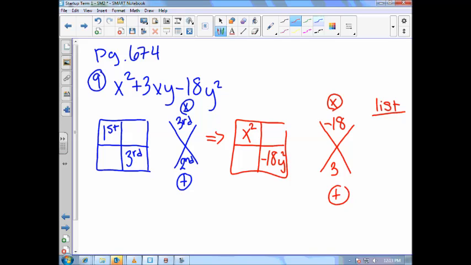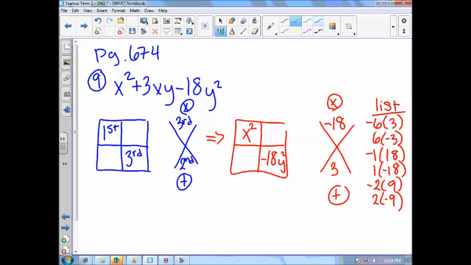Jonathan, what times what is negative 18? Good. And then we can do the reverse of that, right? Positive 6 times negative 3 by moving the sign. Lowell, what else times what is negative 18? What other two factors do we have? Yep. And then the reverse, 1 times negative 18. And I can think of 2 more pairs. Marcus? Yeah, negative 2 and 9, and then 2 and negative 9.